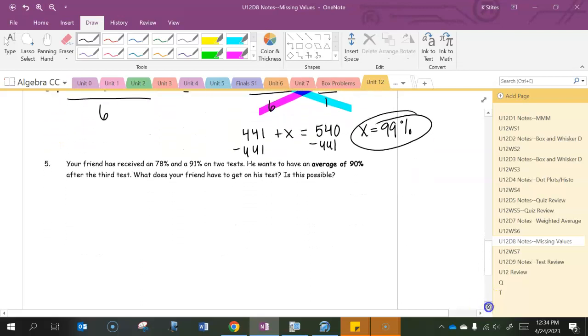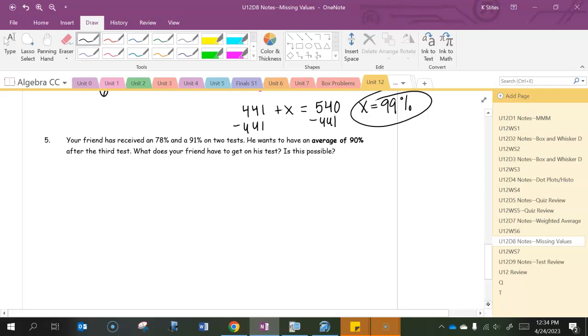All right, last one. Your friend has received a 78 and a 91 on 2 tests. He wants to have an average of a 90% after the 3rd test. What does your friend have to get on his test? Is this possible? So this time we only have 3 tests. We have the 78, we have the 91, and we have this unknown grade. And he wants an average of 90.